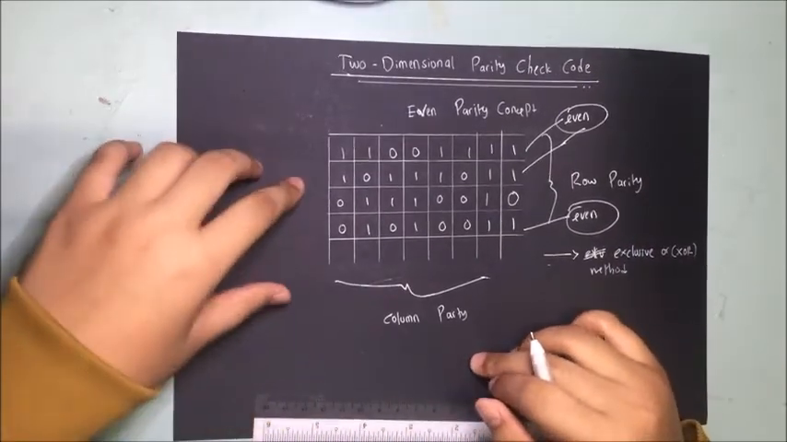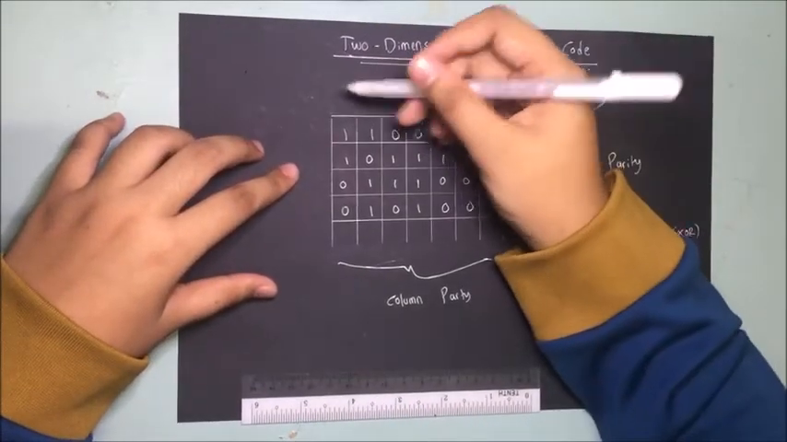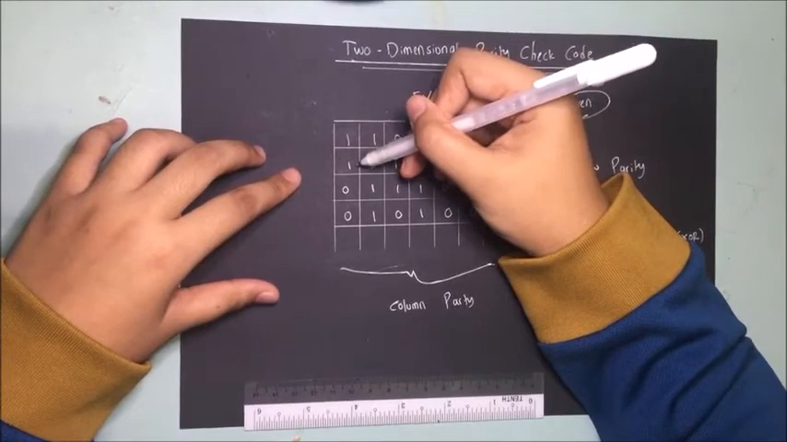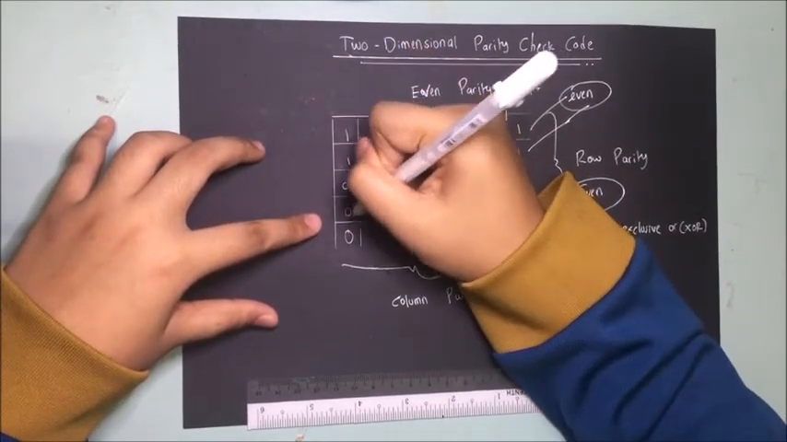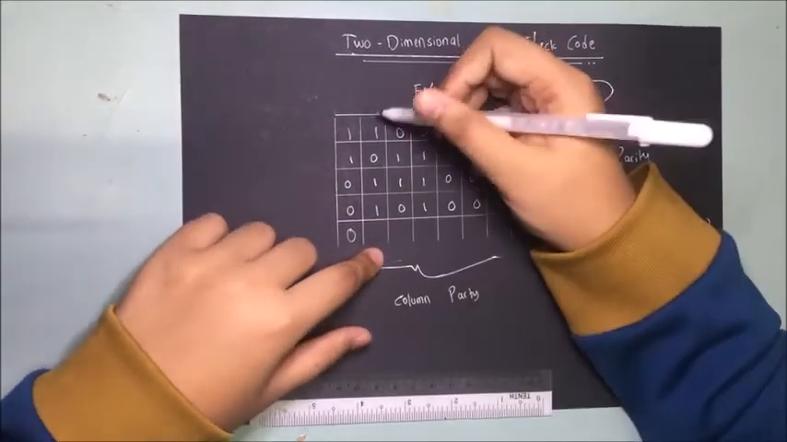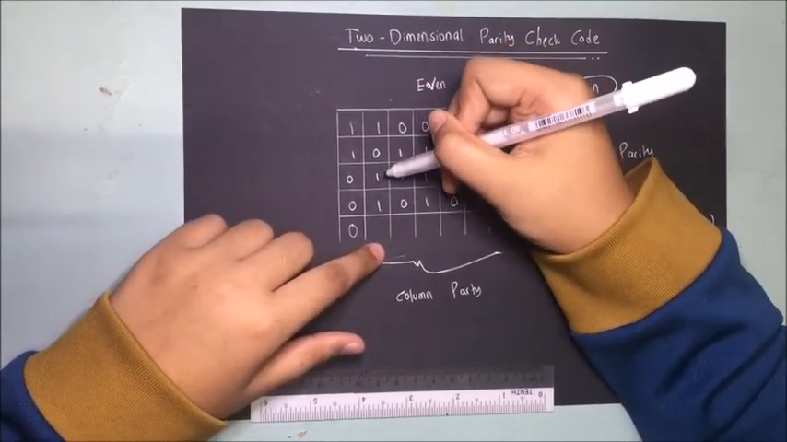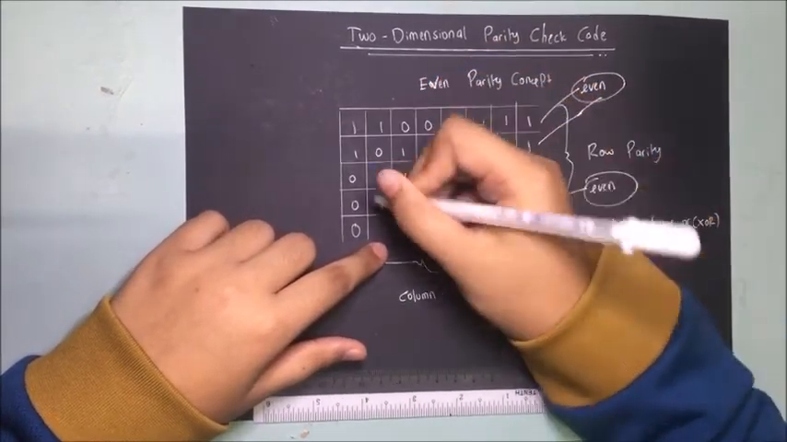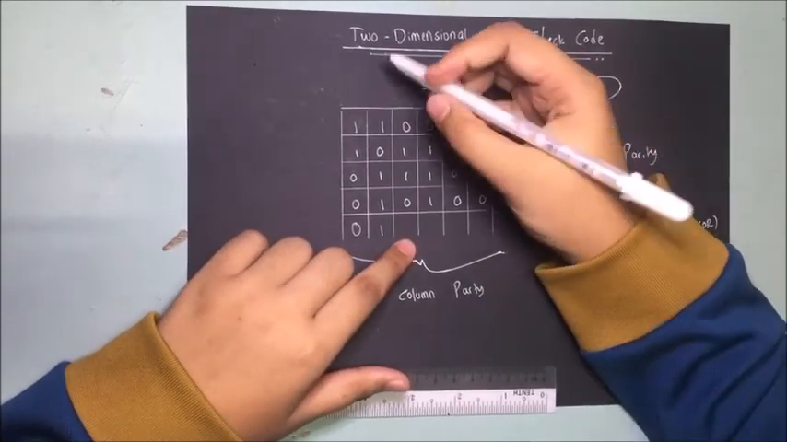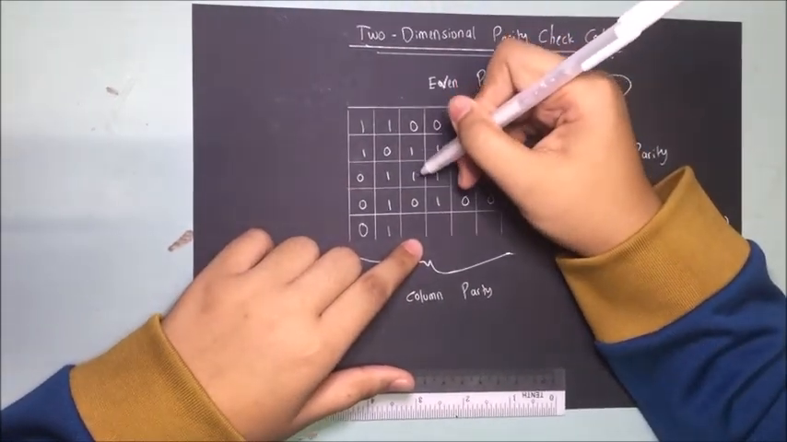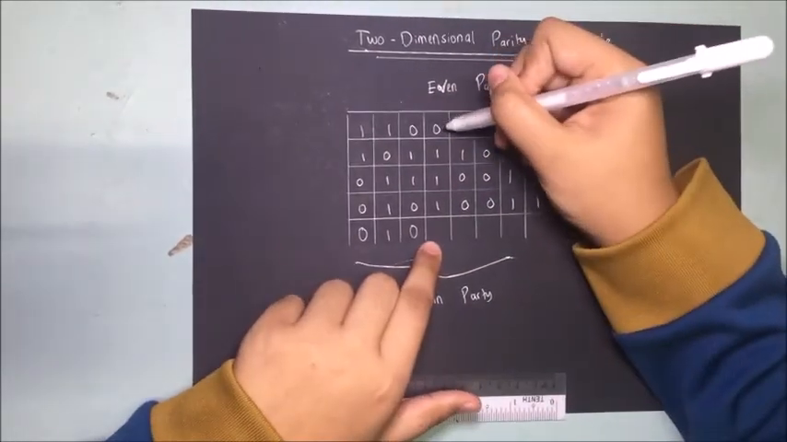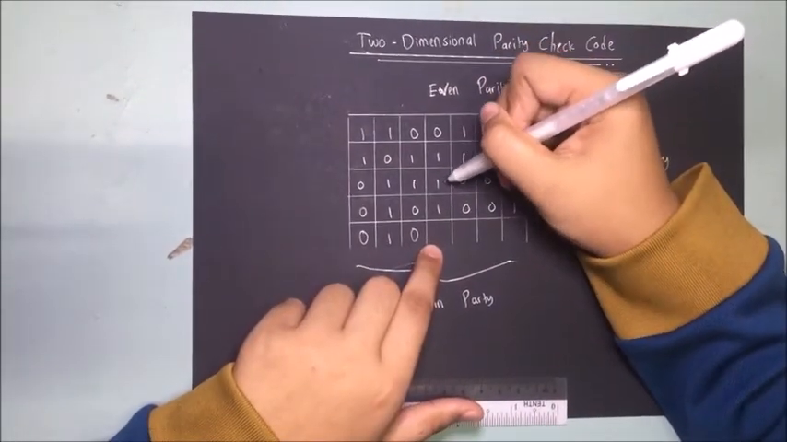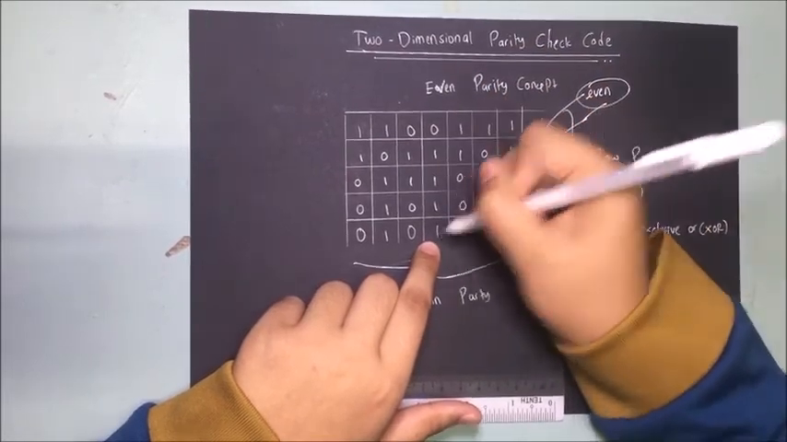Okay, so we start with this one. 1 XOR 1 is 0, so definitely it will be 0. Okay, and then this one, 1 0 is 1, 1 1 is 0, 0 1 is 1. Okay, and then the third one, 0 1 is 1, 1 1 is 0, 0 0 is 0. And then for this, 0 1 is 1, 1 1 is 0, 0 1 is 1.